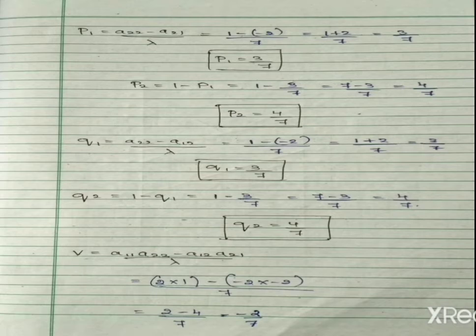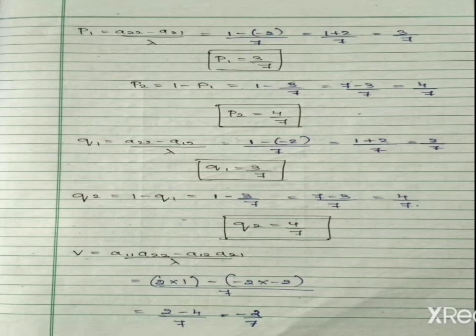Similarly, we have to come to the value of Q1, that is equal to (A22 minus A12) divided by lambda. So the A22 value is 1, the A12 value is minus 2. So 1 minus of minus 2 divided by 7, that is 1 plus 2 divided by 7, that is equal to 3 by 7. So the Q1 value is 3 by 7. Similarly, we have to come to the Q2 value. Q2 is equal to 1 minus Q1. So that is equal to 1 minus 3 by 7, with 7 as the LCM, so 7 minus 3 divided by 7, that is equal to 4 by 7.